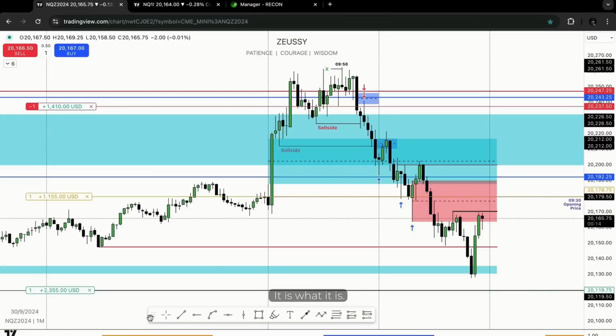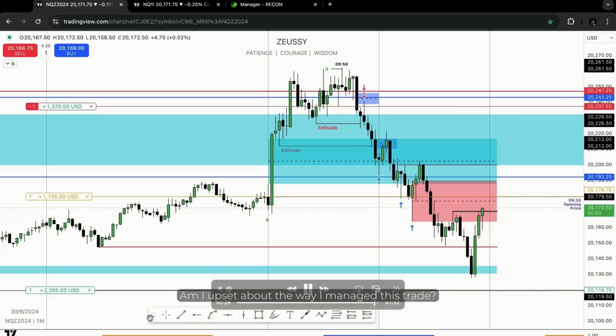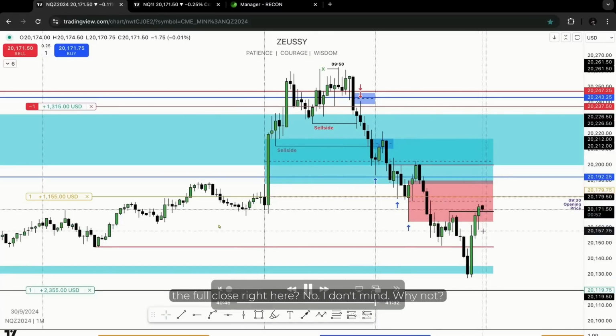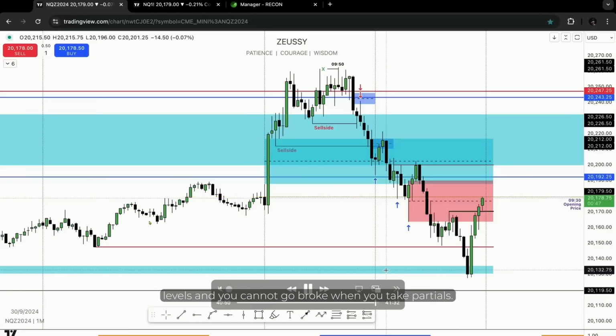It is what it is. Am I upset about the way that I managed this trade? Am I upset about not having taken the full close right here? No, I don't mind. Why not? Because I've taken partials at logical levels, and you cannot go broke when you take partials.